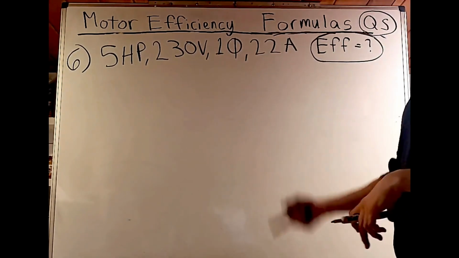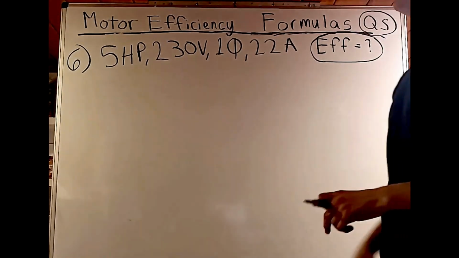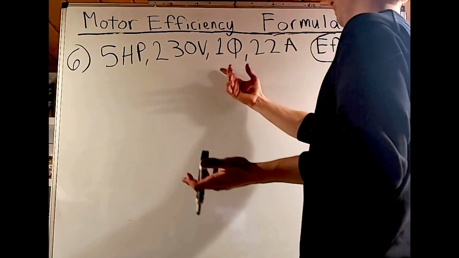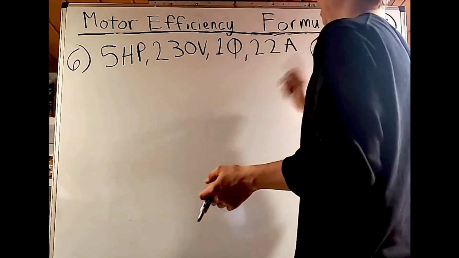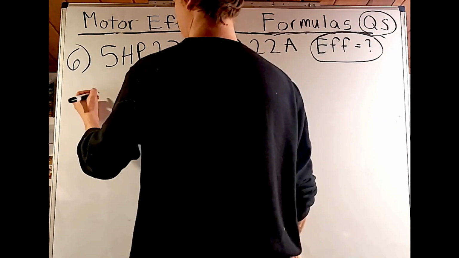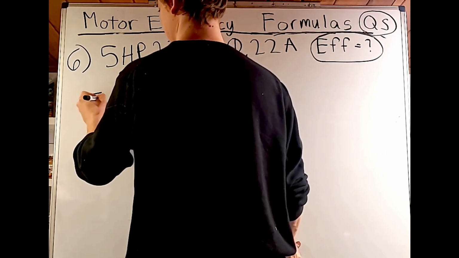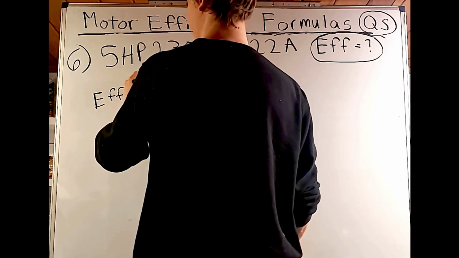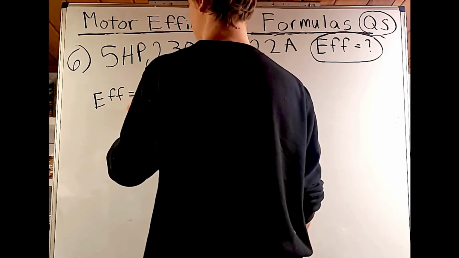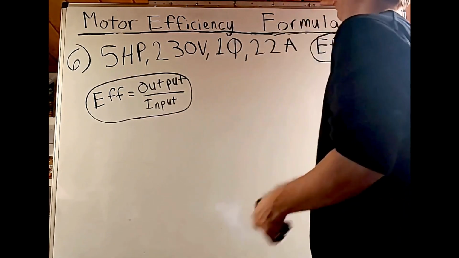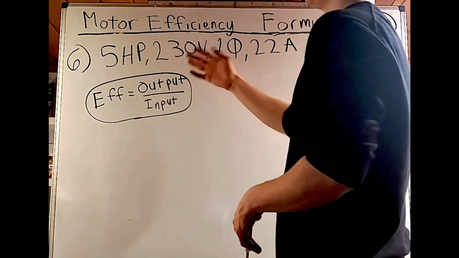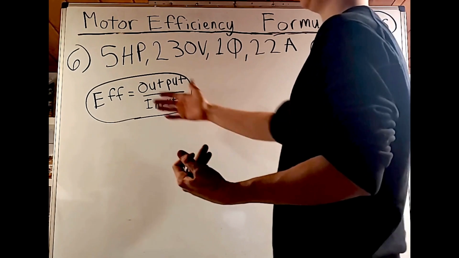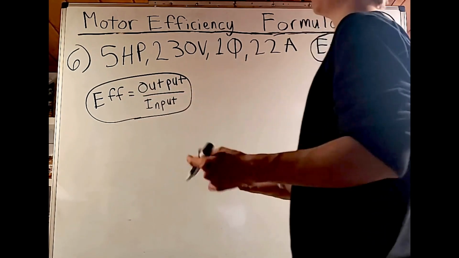Okay, next question. We're looking for efficiency again. We have a 5 horsepower motor, 230 volts, it's single phase, and 22 amps is what it is drawing. So we know that the efficiency is going to be the output over the input. We know the input, we have our 22 amps and our 230 volts, but the problem is we obviously don't have our output because we don't have our efficiency. So there's a missing link there.